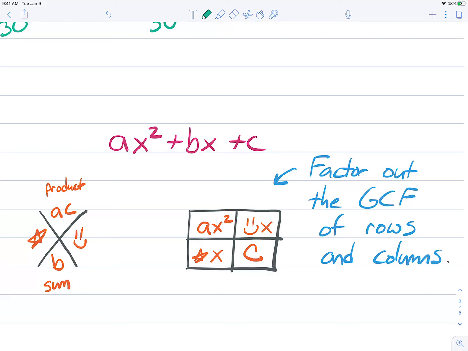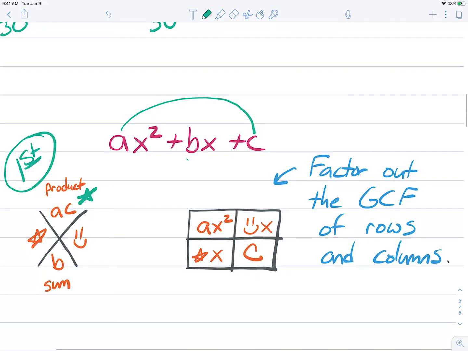So what you first have to say is, okay, what's a, b, and c? A is the coefficient of x squared, b is the coefficient of x, and c is the constant. Your first step is always the diamond, but for the top of the diamond, it's important that you multiply a times c. For the bottom of the diamond, it's still b, and you're looking for two numbers that multiply to whatever a times c is and add to b.